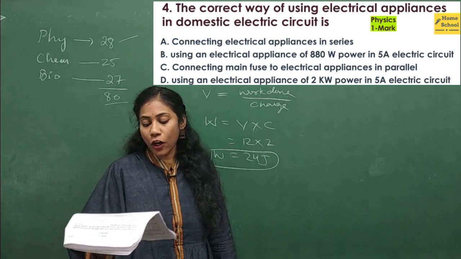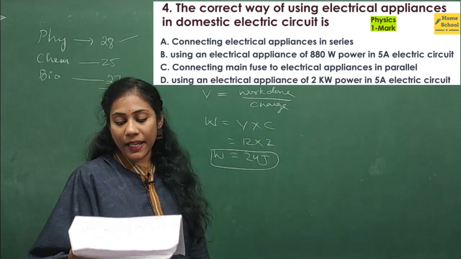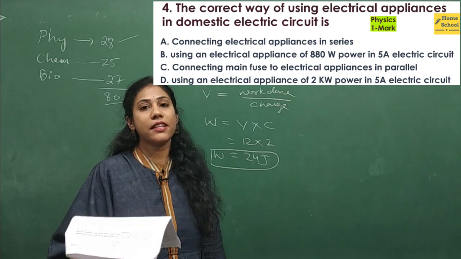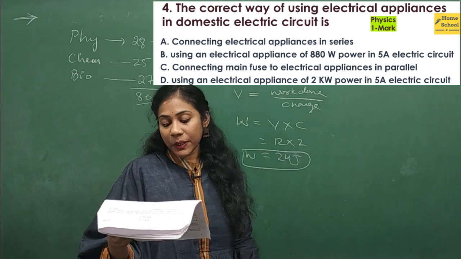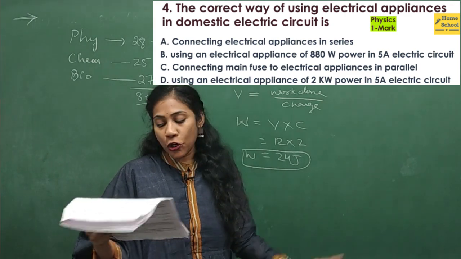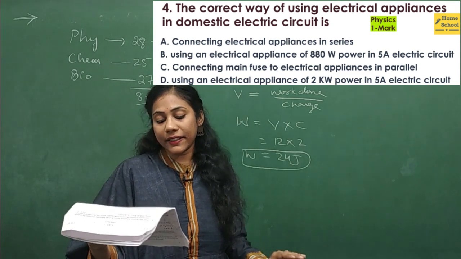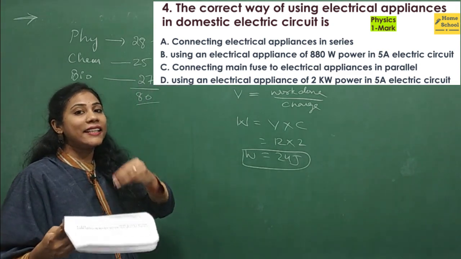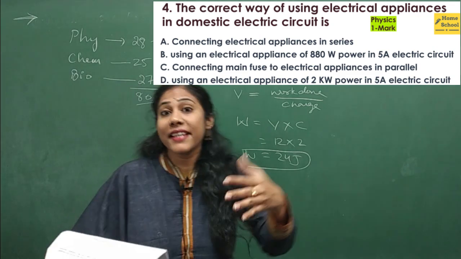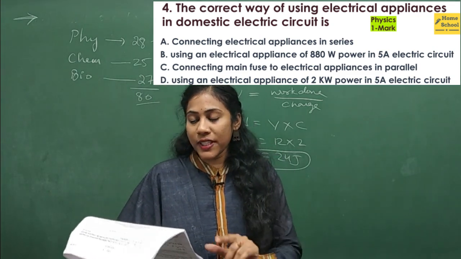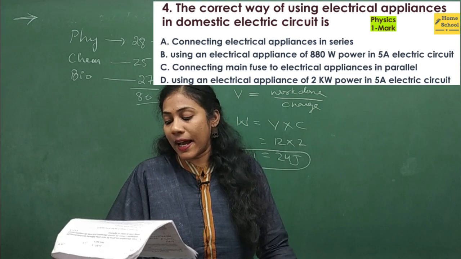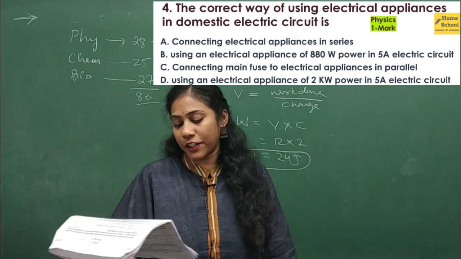The correct way of using electrical appliances in a domestic electric circuit is connecting electrical appliances in series? No, right? In domestic electric circuits, we connect the electrical appliances in parallel, right? So this is actually a wrong thing, it doesn't apply to a domestic electric circuit.